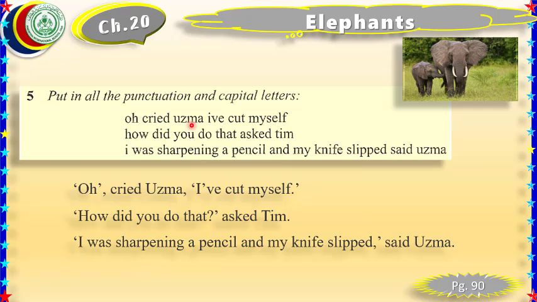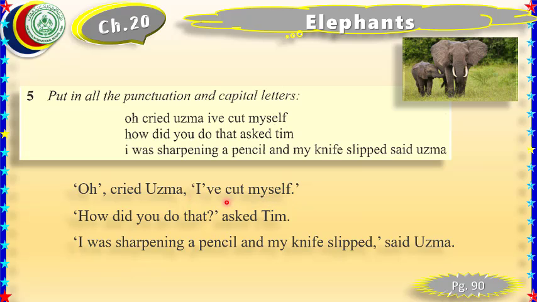"Oh," cried Uzma, "I've cut myself." Oh will be in inverted commas. There will be an inverted comma before oh, and after oh, there will be a comma, cried Uzma. U of Uzma will be capital because this is the first letter of the name. After Uzma, comma, I've cut myself.